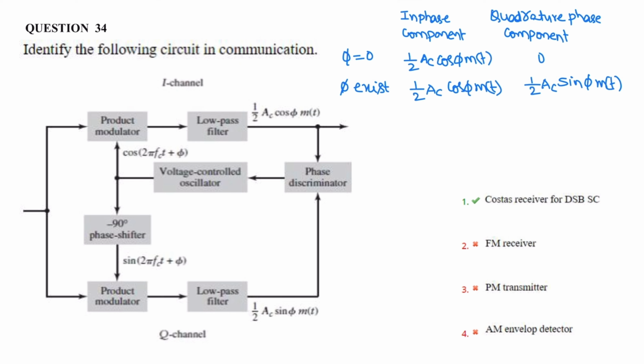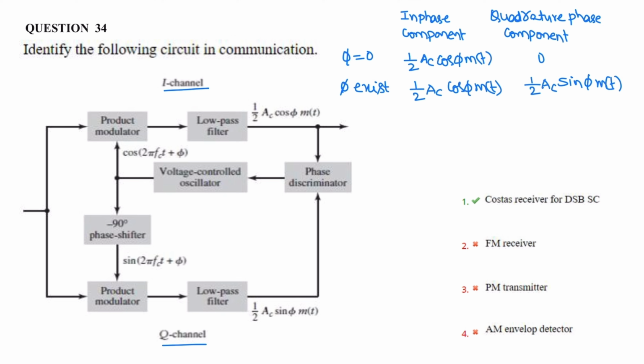The detector in the upper path is referred to as the in-phase coherent detector, or I channel, and the detector in the lower path is referred to as the quadrature phase coherent detector, or Q channel. So the upper path is the in-phase coherent detector, the I channel, and the lower path is the quadrature phase coherent detector, the Q channel. This Costas receiver is a practical synchronous receiving system suitable for demodulation of DSB-SC waves.